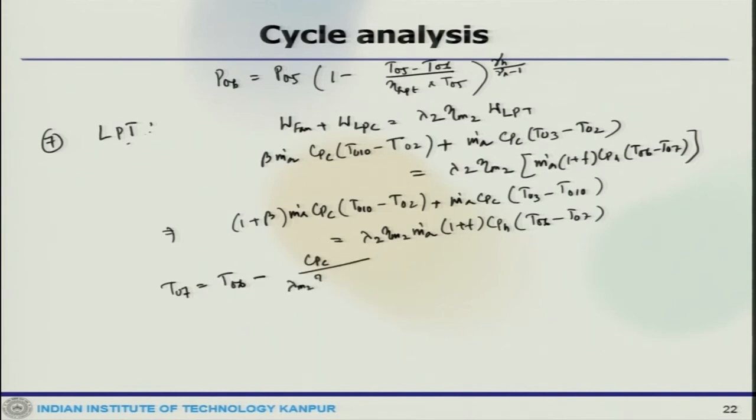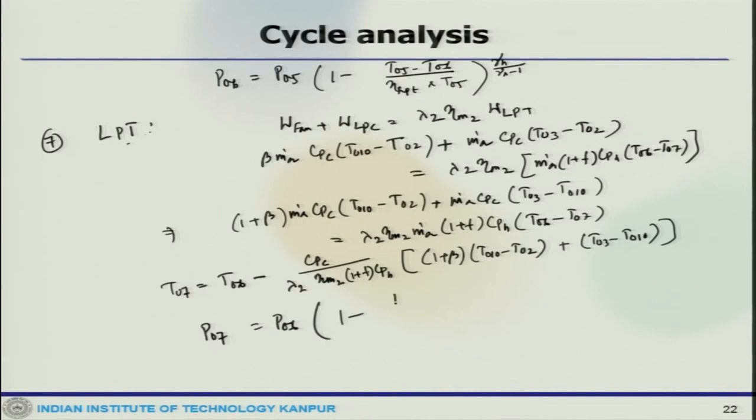T07 equals T06 minus CPC by (lambda 2 eta M 2 (1 plus F) CPH) into ((1 plus beta)(T010 minus T02) plus (T03 minus T010)). And the pressure at the outlet will be P06 into 1 minus (T06 minus T07) by (eta LPT into T06), raised to gamma H by gamma H minus 1.